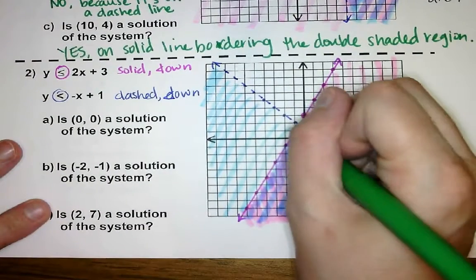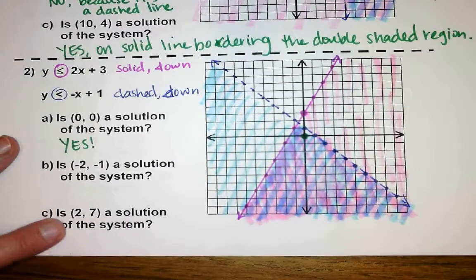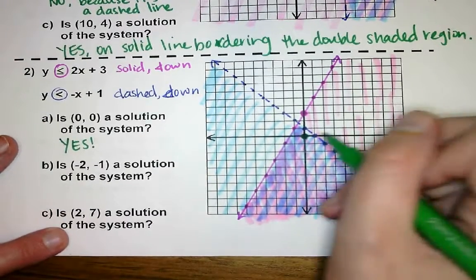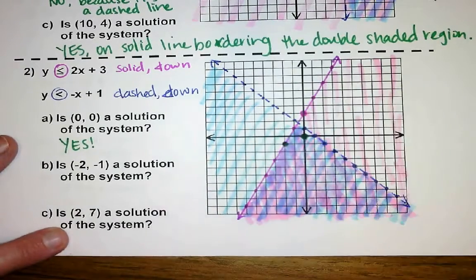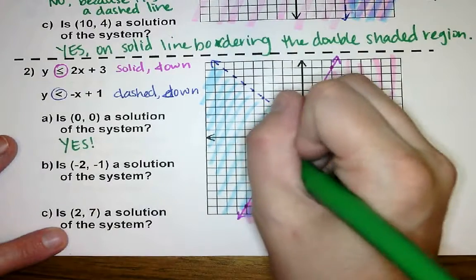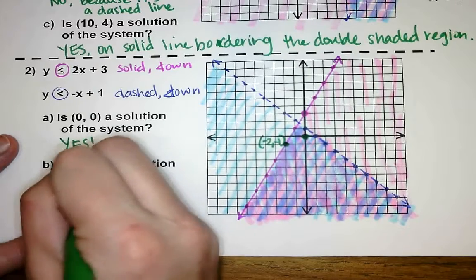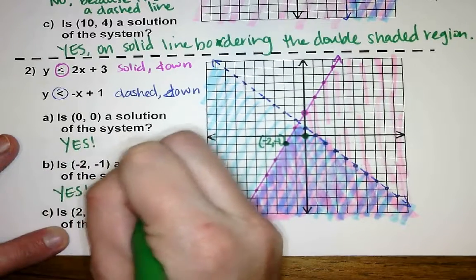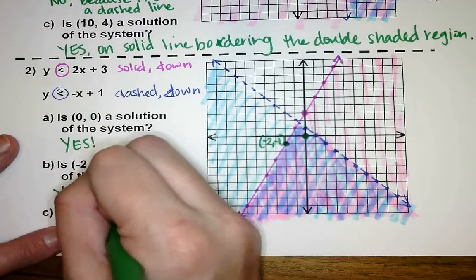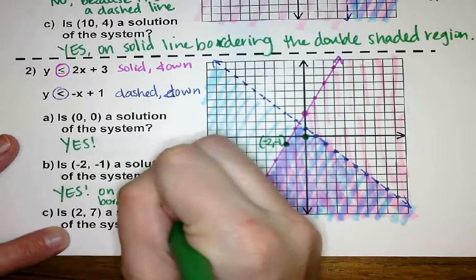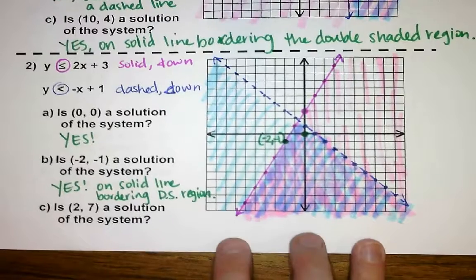Is 0, 0 a solution? Yes, it is. It is solidly in that double shaded region. Is negative 2, negative 1 a solution, y'all? Negative 2, negative 1. Why is that a solution? Yes, it's on the solid line, and it borders the double shaded region. So it's on the solid line bordering the double shaded region. I'm just going to call it the DS. There we go. It's bordering that double shaded region.